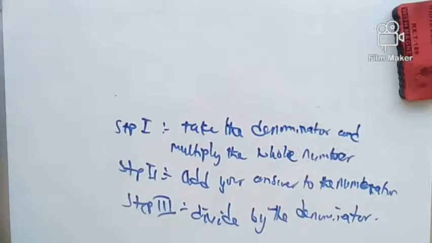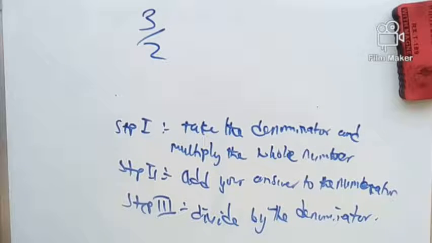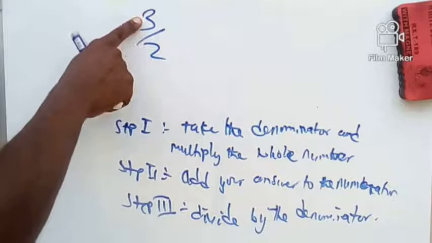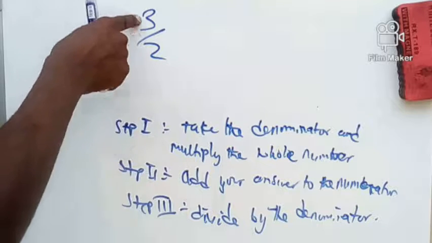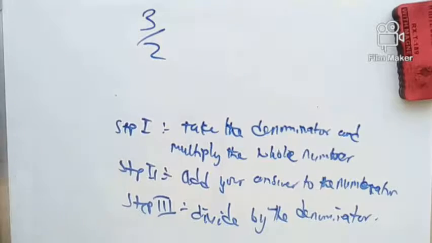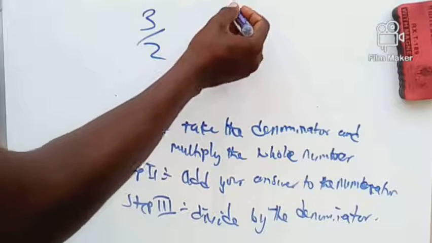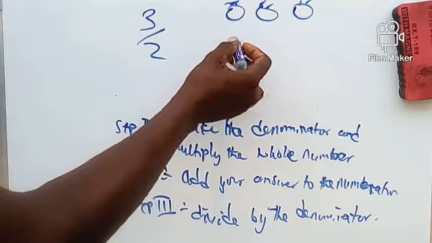Now, how about the opposite, the reverse? How can we convert an improper fraction into a mixed fraction? To do this, let's say we have an improper fraction 3 over 2, and we have to convert it to a mixed fraction. We simply go ahead and divide it. Since we are sharing 3 oranges among 2 persons, we simply note how many each will get. We have 3 oranges to be shared among two persons.